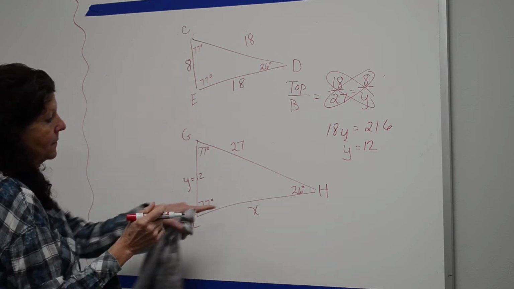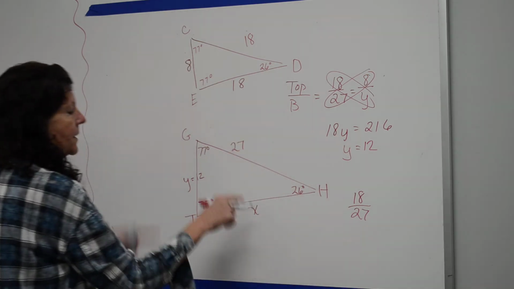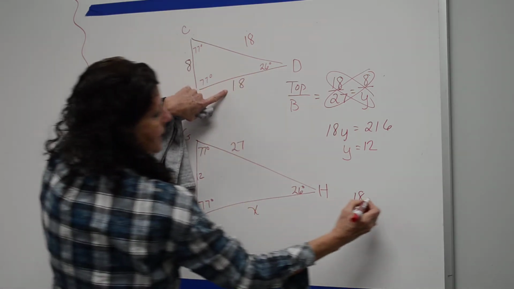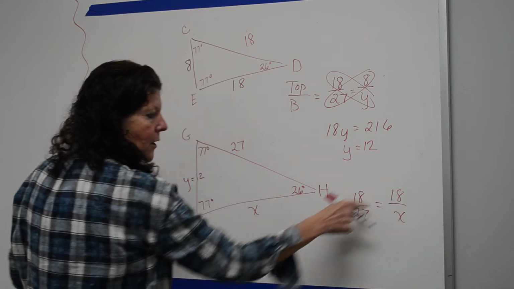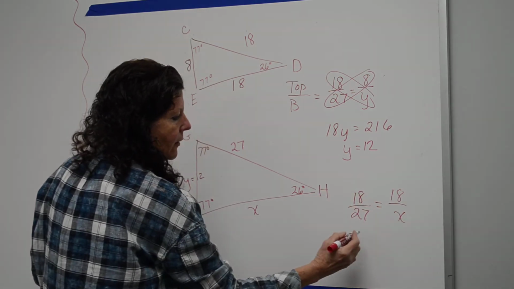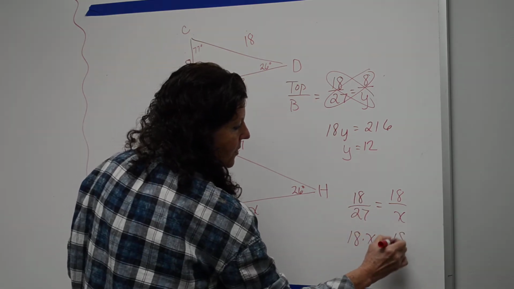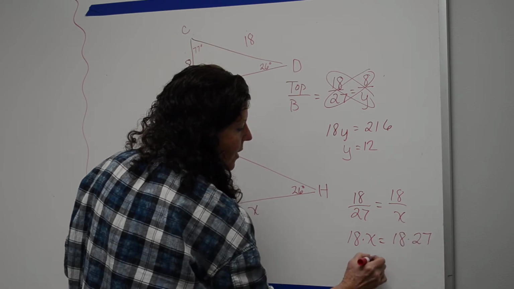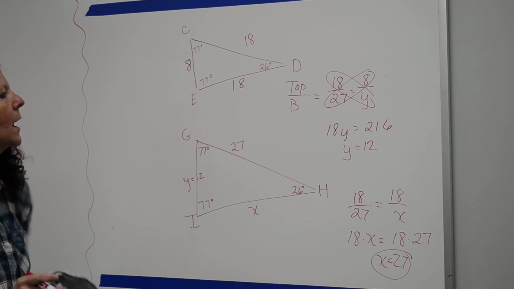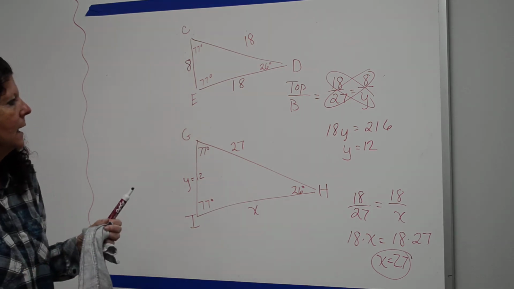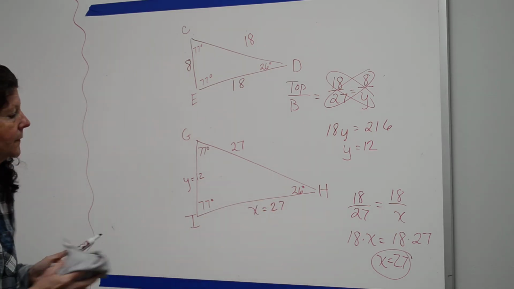Then I'm going to do the same thing for my x. So I can go 18 is to 27, but this time I'm working with this line as 18 is to x. Well, you can kind of cheat right here and recognize that 18 times x is equal to 18 times 27, so the x would have to equal 27. I hope that didn't write off of where you can see. So that solves that triangle.